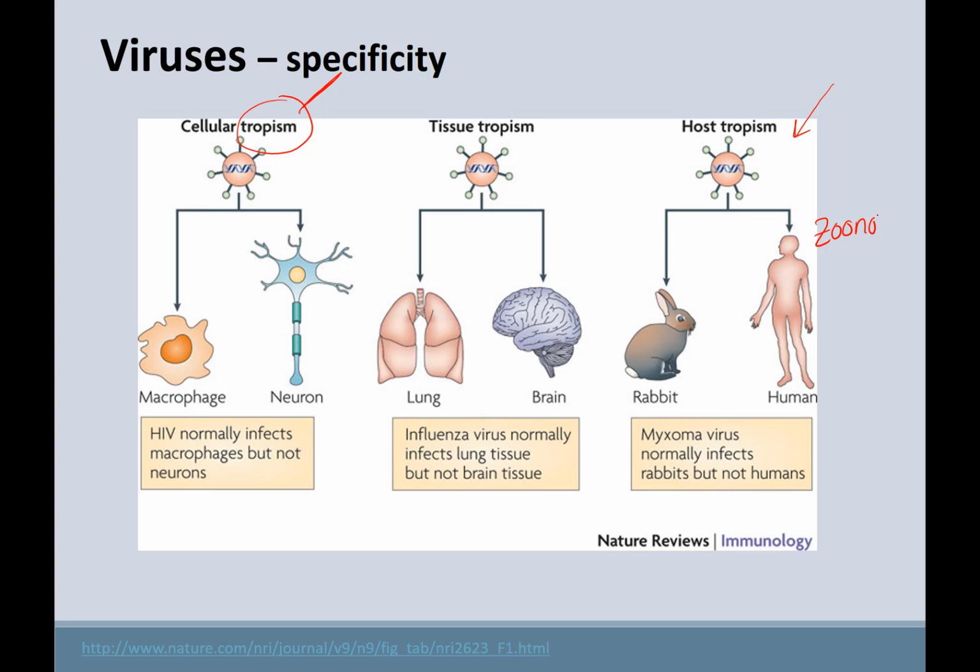Now there are some viruses that can infect both animals and humans, and we call those zoonotic. So for instance, rabies can infect both animals and people. We think that HIV came from animals. So some viruses can have a very wide host tropism.